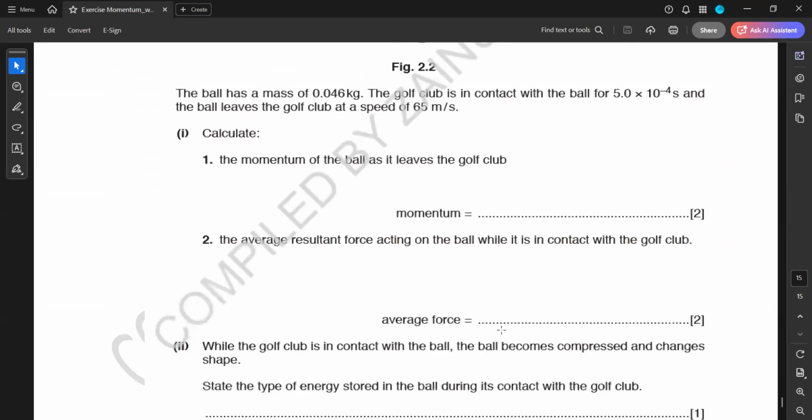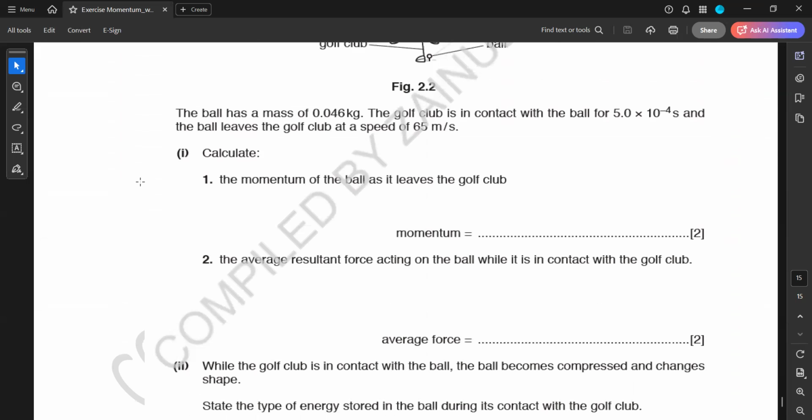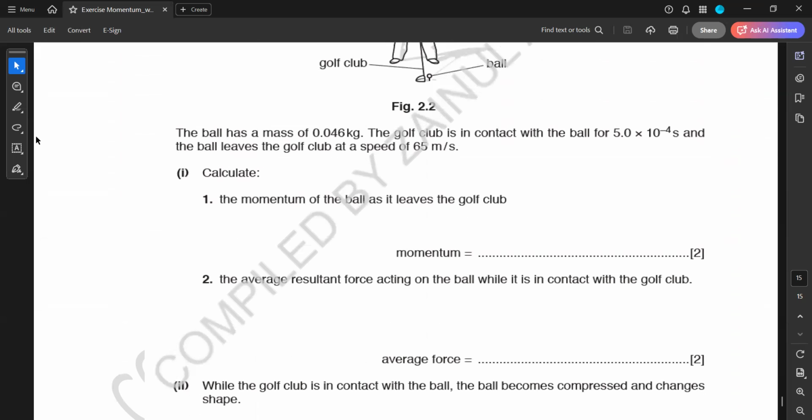In the question, the ball has a mass of 0.046 kilogram. The golf club is in contact for 5 times 10 to the minus 4 seconds, and the ball leaves at a speed of 65. We need the momentum of the ball as it leaves the golf club, which is the product of mass and velocity. So mass is 0.046 and the velocity is 65. Multiplying them gives 2.99 kilogram meters per second.